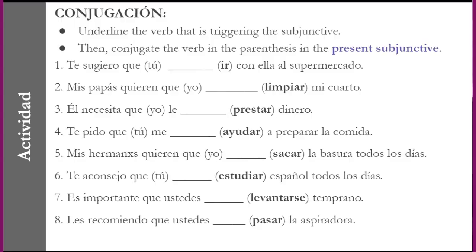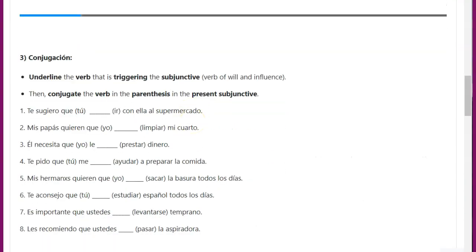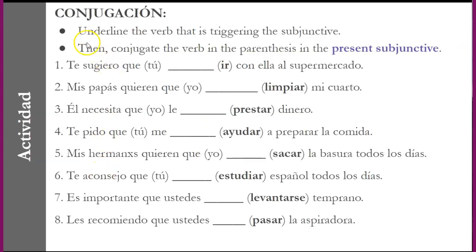So we have here the next exercise, which is number 3. For all these 8 sentences, I want you to underline the verb that is triggering the subjunctive. So you're going to identify the main clause, and you're going to underline the verb that's triggering the subjunctive in the subordinate clause. Then you're going to conjugate the verb in the parentheses in the present of the subjunctive according to the given subjects I'm giving you here, right? So I'm giving you the subjects, and you have to conjugate this verb in the present of the subjunctive.